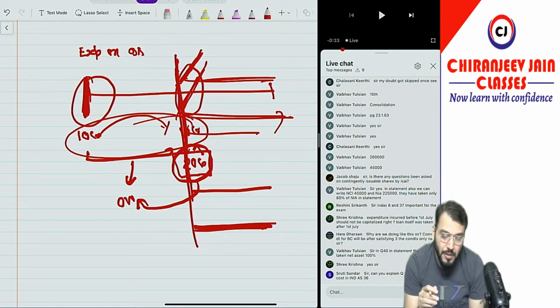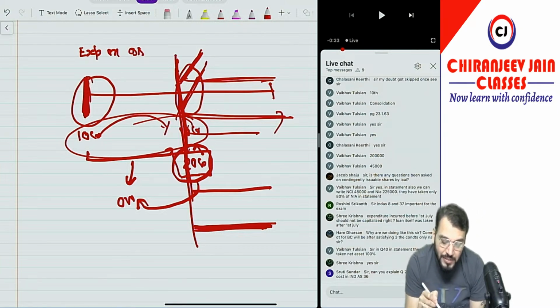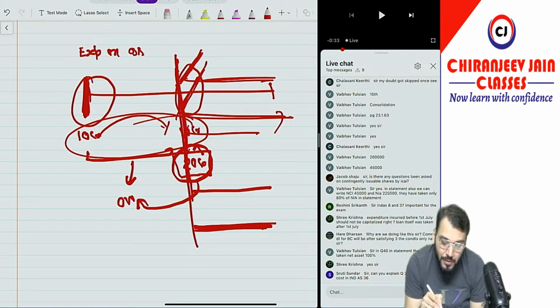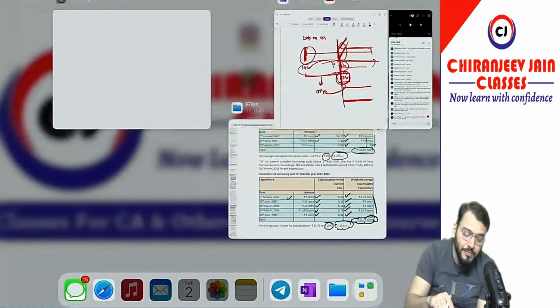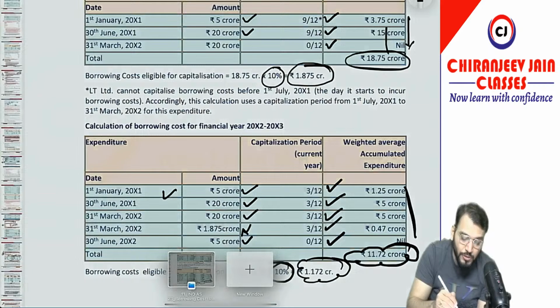Answer is 100% correct. This answer is 100% correct. No doubt about the answer. One second. Darshan, why are we doing this? Done. Question 40, in his statement they have taken net asset 100%. Let's see question 40. So you are asking about question 40. Ask it in one go. I am closing that question.